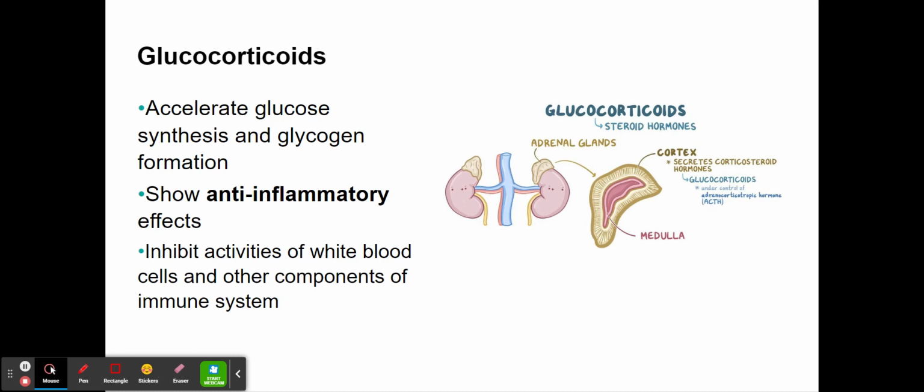Glucocorticoids also show anti-inflammatory effects. This is because they inhibit the activities of white blood cells and other components of the immune system. Steroid creams are commonly used to control irritating allergic reactions, such as the poison ivy rash, and injections of glucocorticoids may be used to control more severe allergic reactions. How do these treatments work?